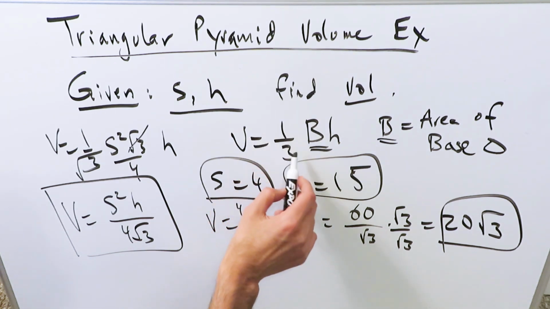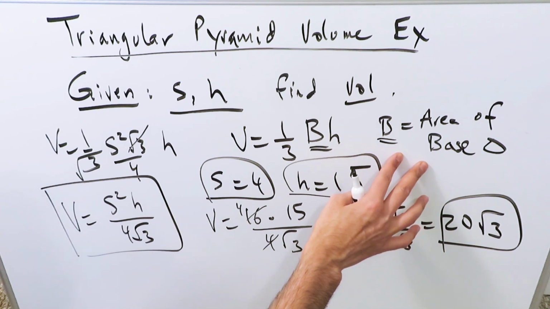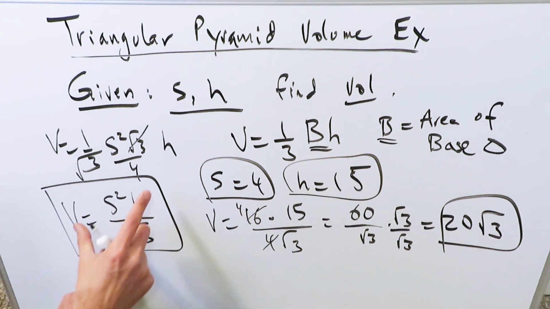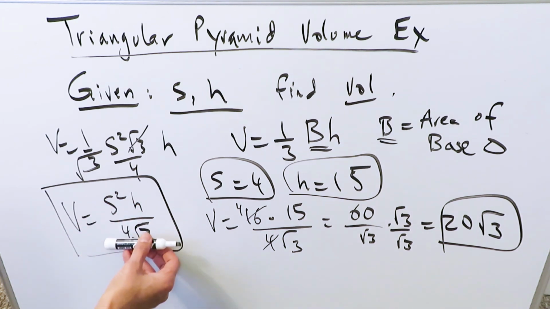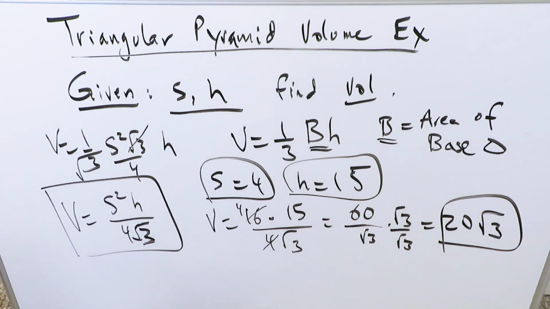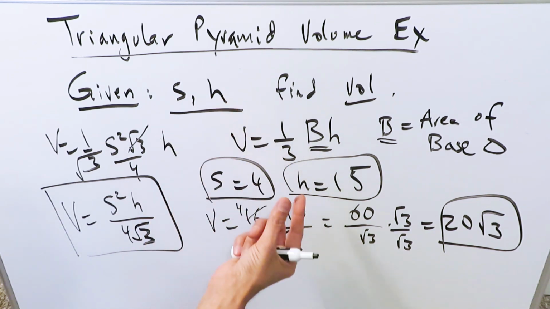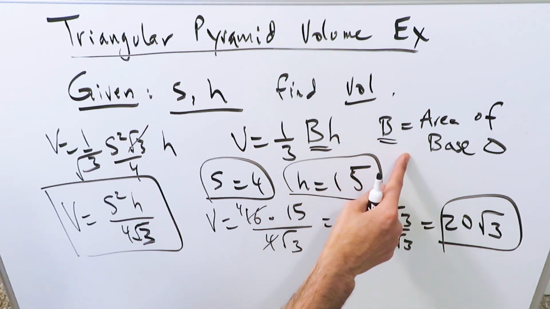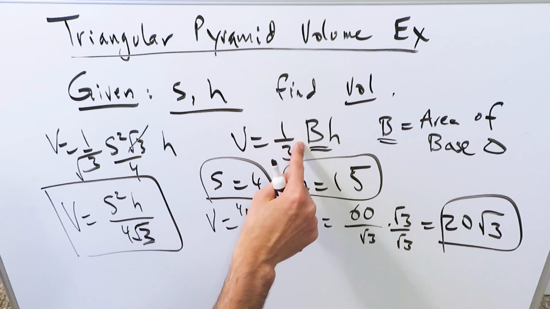You have two formulas: 1 over 3 capital BH, but capital B still implies you have to determine the area of that base triangle, or this, which has the work already done. S squared H over 4 root 3, your base area is already figured in here, especially when your cross-sectional slices from the base to the apex are always equilateral triangles. When you're given two pieces of information, then that applies. If you have a third piece of information, then that's representing the base triangle height. So you can easily determine the area of the base, then run everything through this formula right over here, 1 over 3 capital BH.